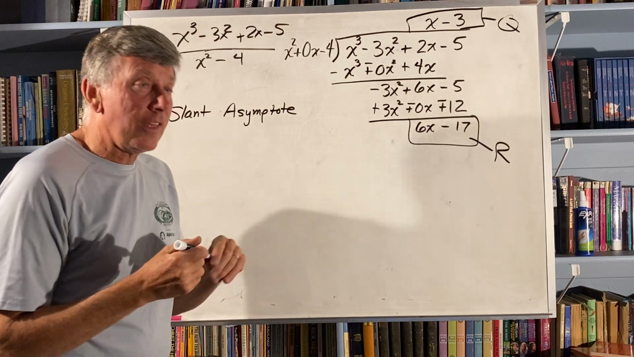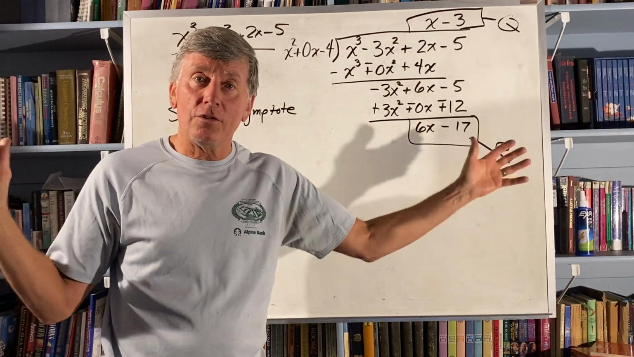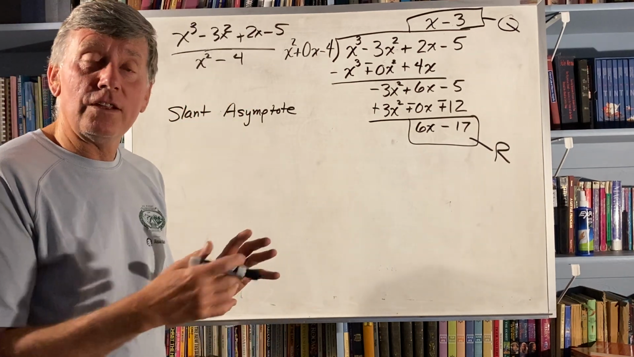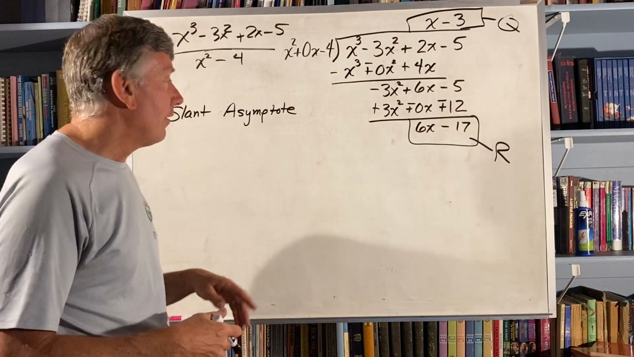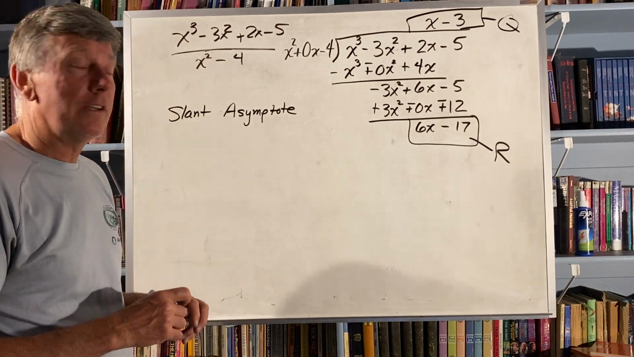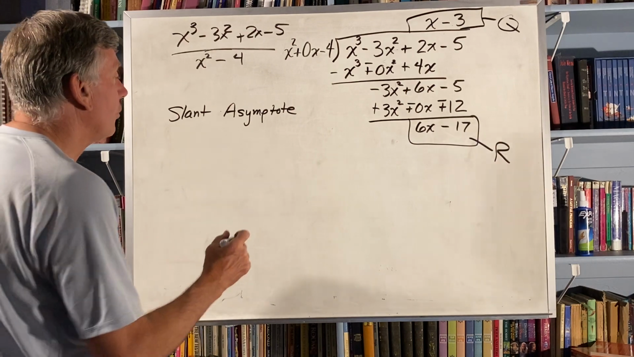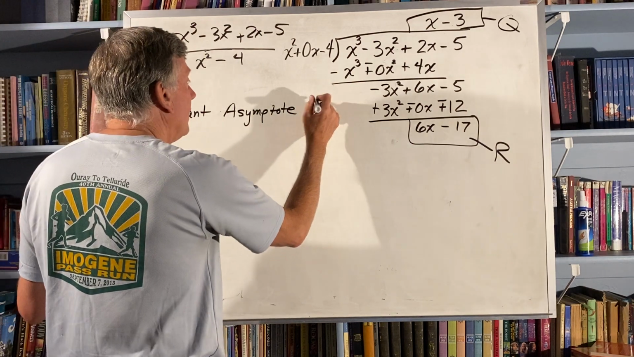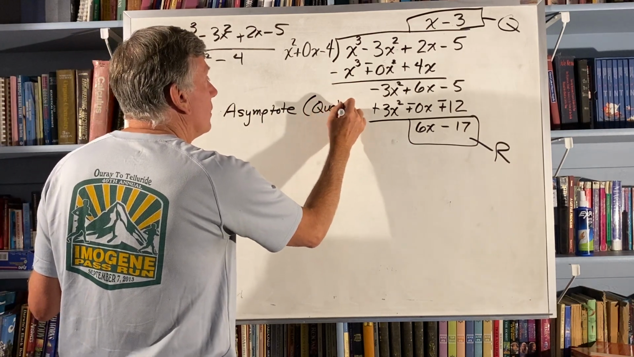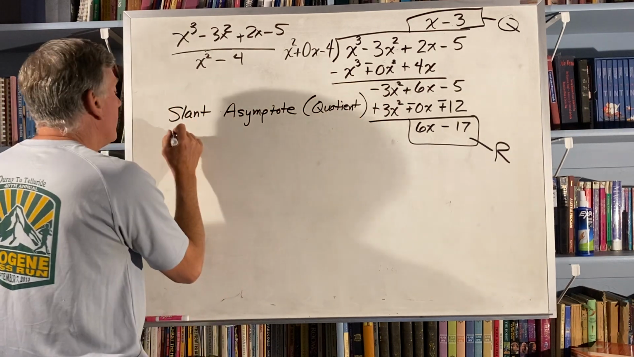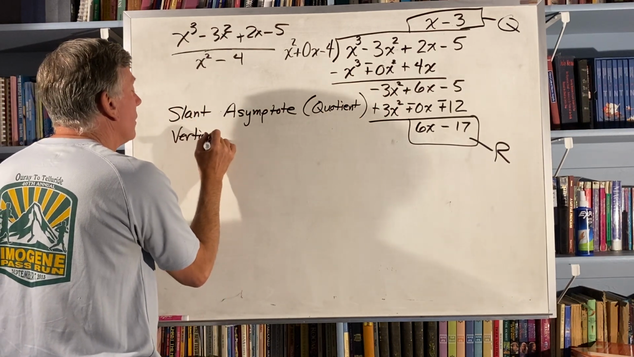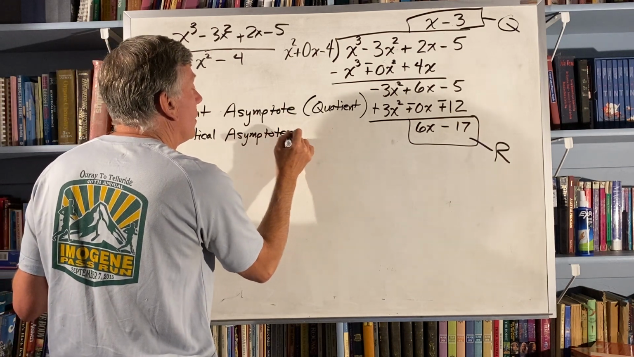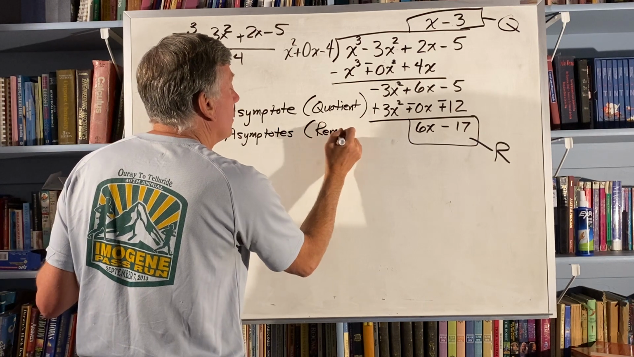This is a line that out in the extremities of the graph, the function will not cross. Now it might cross it close to the origin, towards the center of the graph, but it won't cross it later on. We also have vertical asymptotes. The slant asymptote comes from the quotient. The vertical asymptotes come from the remainder.